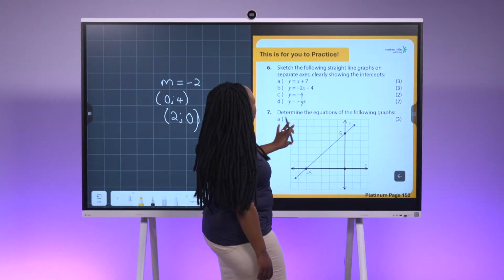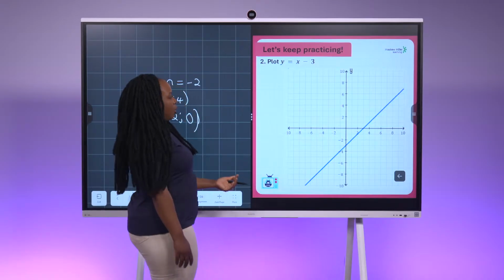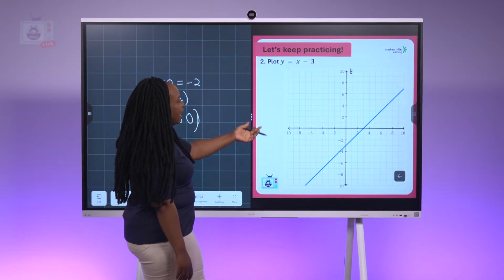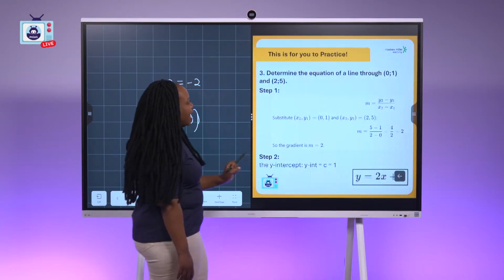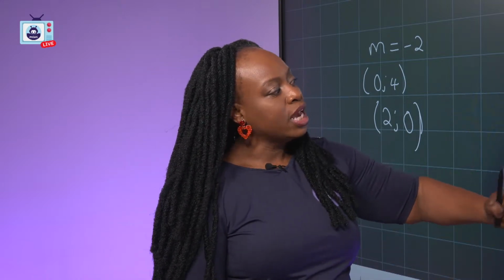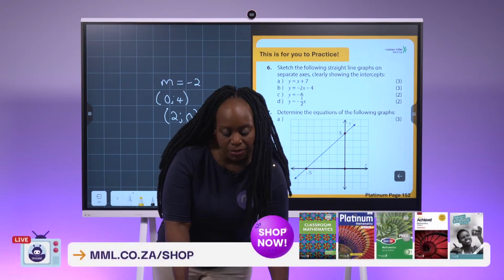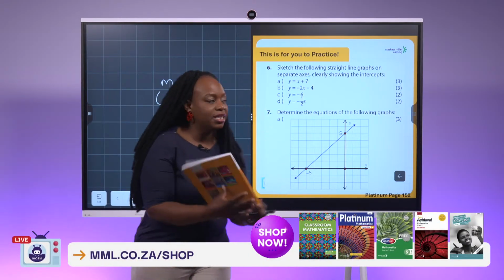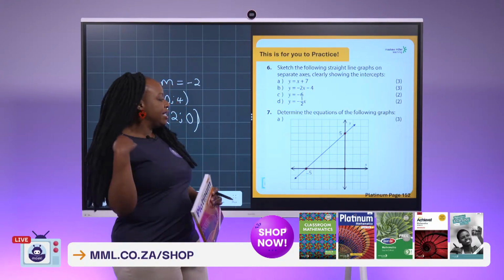So I can just allow you to copy this because this is more for you when you keep on practicing. We need you to learn how to plot many graphs, so you can take a screenshot, as well as of this one where you have to determine the equation. We have shown you how you do that, and then you can learn as many as you can. In our Platinum textbook as well, you can find many questions, one of which is the one on the screen. It's taken from page 152.